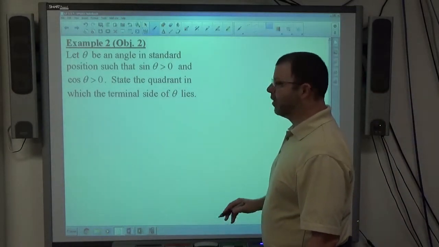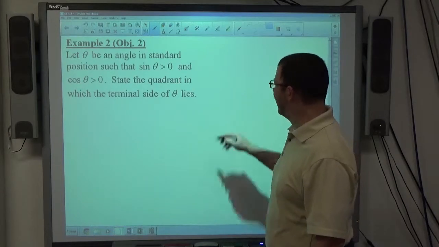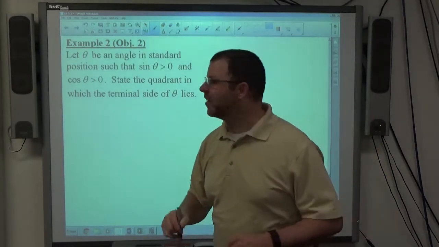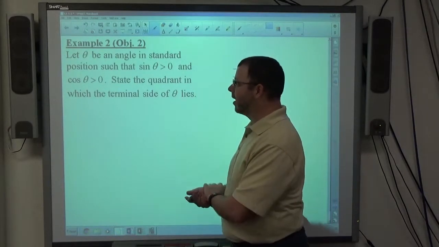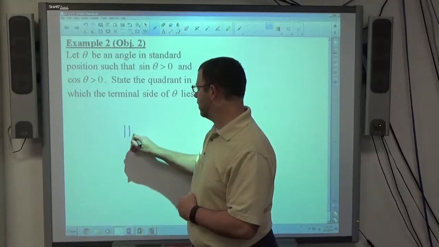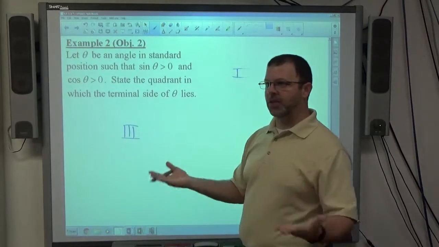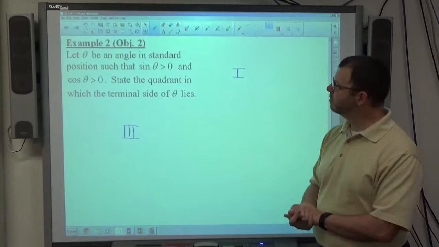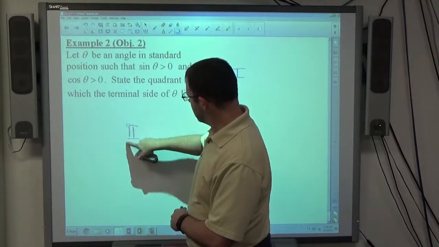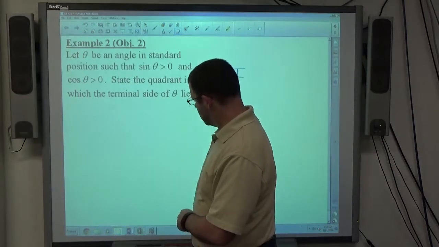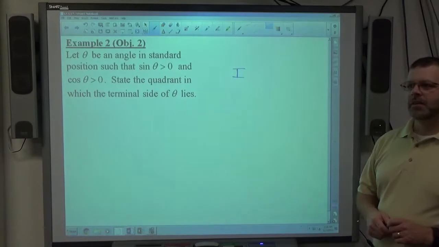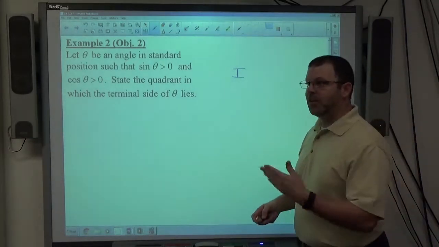Well, everything's positive in the first quadrant. I don't think that's the one they want, though. So let's just pretend they didn't want the first quadrant. So if I want both sine and cosine to be positive, we can see that that happens in the third quadrant. No, that's not true. It has to be the first quadrant. Forget what I said. Everything's positive in the first quadrant.